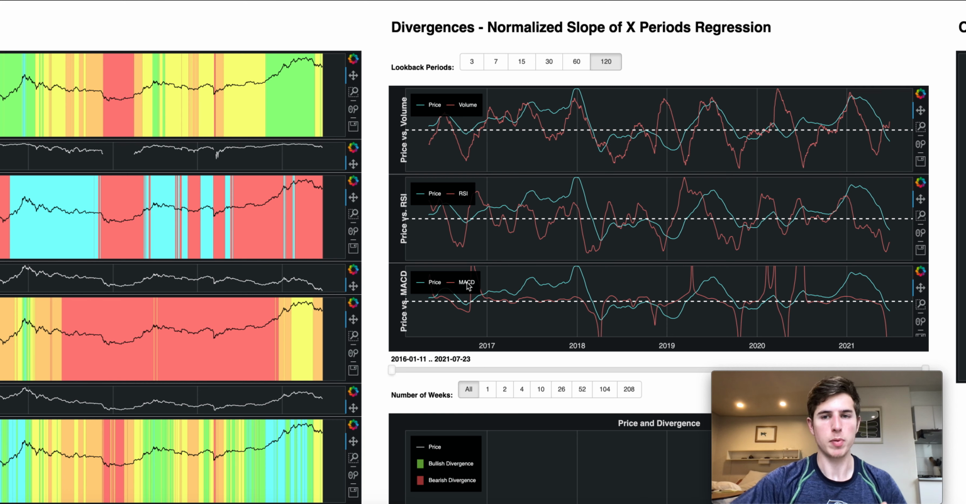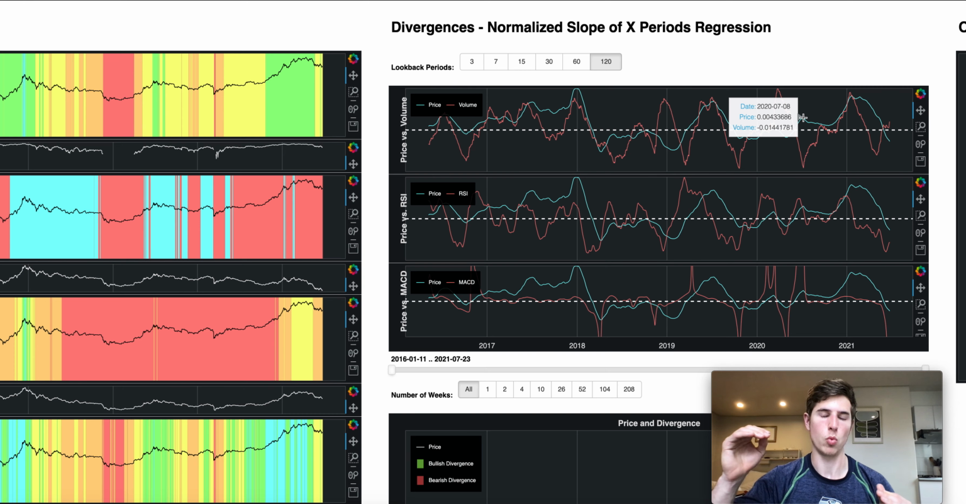So let's look at price versus volume. Here, for instance, on the 8th of July in 2020, we see a positive regression slope for price. So price is trending upward over this 120-day period, which is not necessarily useful, but might be useful more on probably like a 30-day basis.